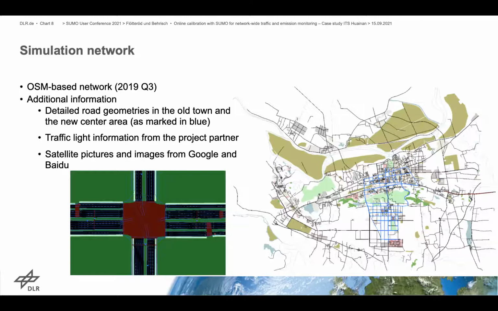And we also use traffic light information from the project partner, satellite pictures from Google Maps, and images from Baidu Maps. So in total, there are around 10,000 edges and 5,000 nodes with a total length of about 2,600 kilometers.